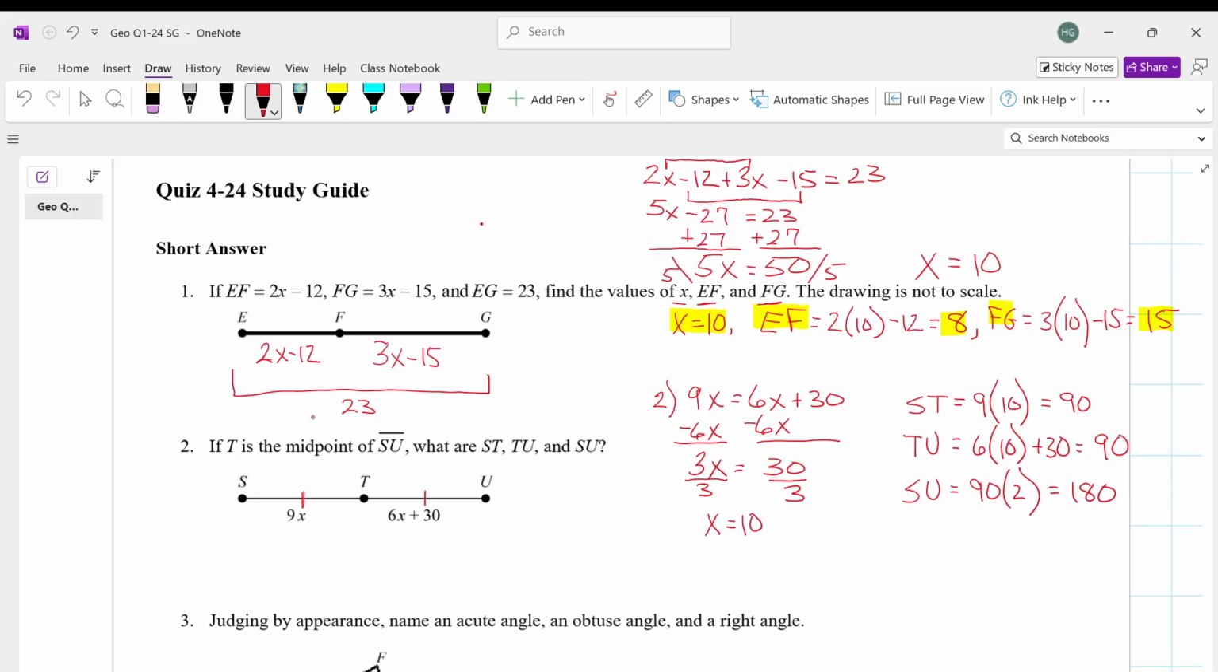All right, key here being midpoint. If T is the midpoint, it's in the middle, and these segments are congruent.